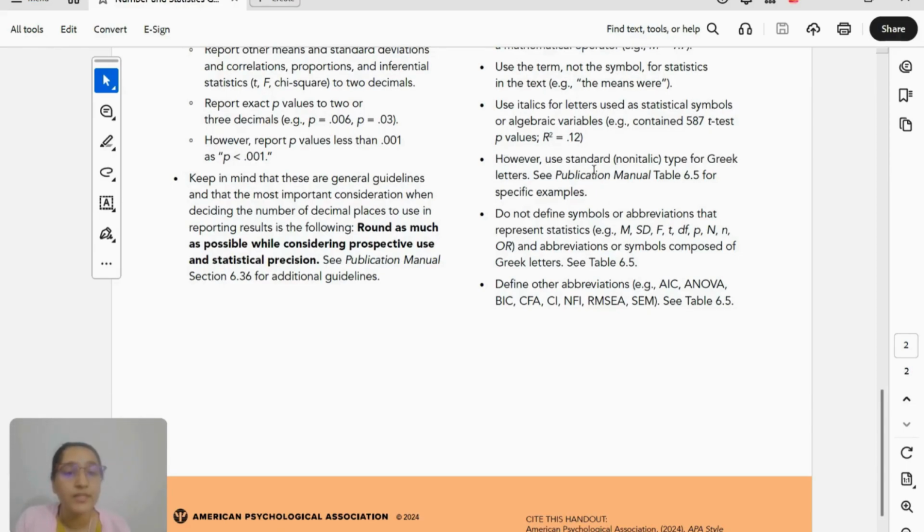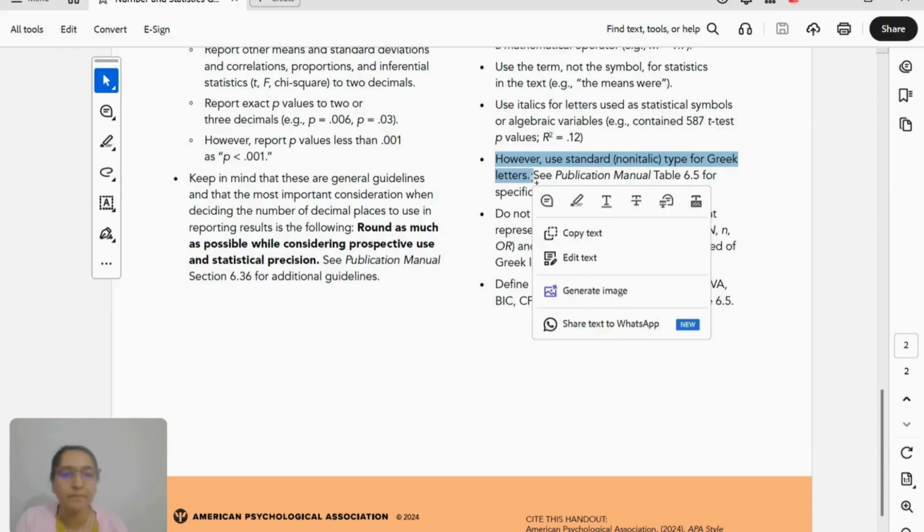However, use standard non-italic type for Greek letters. If we are writing the Greek letters, we do not want to italicize them. So if you're writing beta or gamma, do not italicize them. That's something to note, right? Because otherwise we will be more likely to italicize all the letters, including the Greek letters. But for standard Greek letters, we will not italicize them.